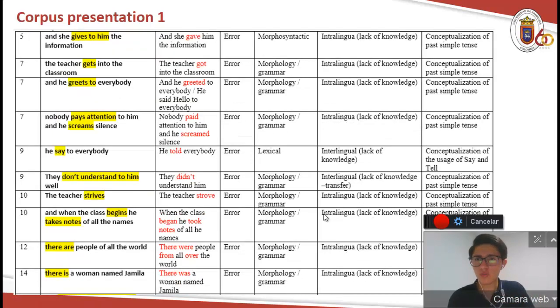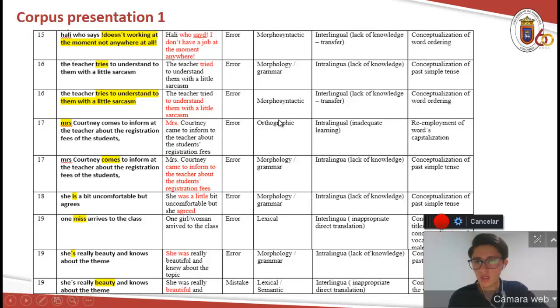We have another example from corpus presentation 1. The same happened with "say." We have several more morphological and grammar mistakes. Here could be the last one: "She's really beauty and knows about the team." Beauty is different from beautiful. That error could be lexical or semantic. Lexical, maybe because he wanted to use beautiful, but he used beauty because it's similar. But semantic because you change the meaning of what you want to say. So that would be maybe an interlingual error, an inappropriate direct translation, right?